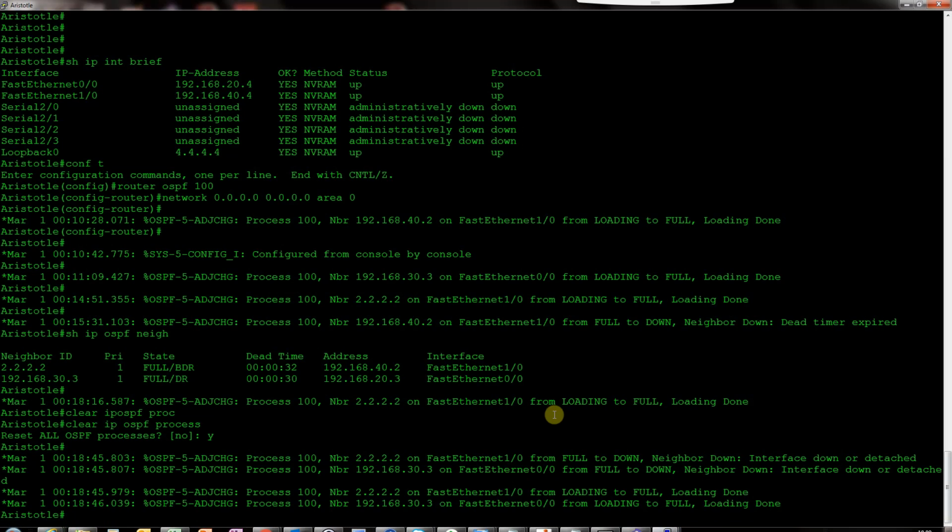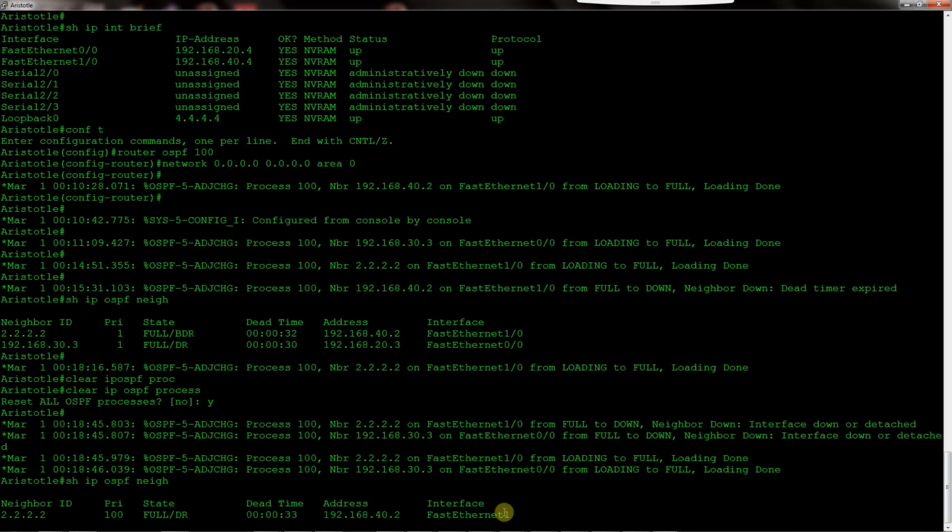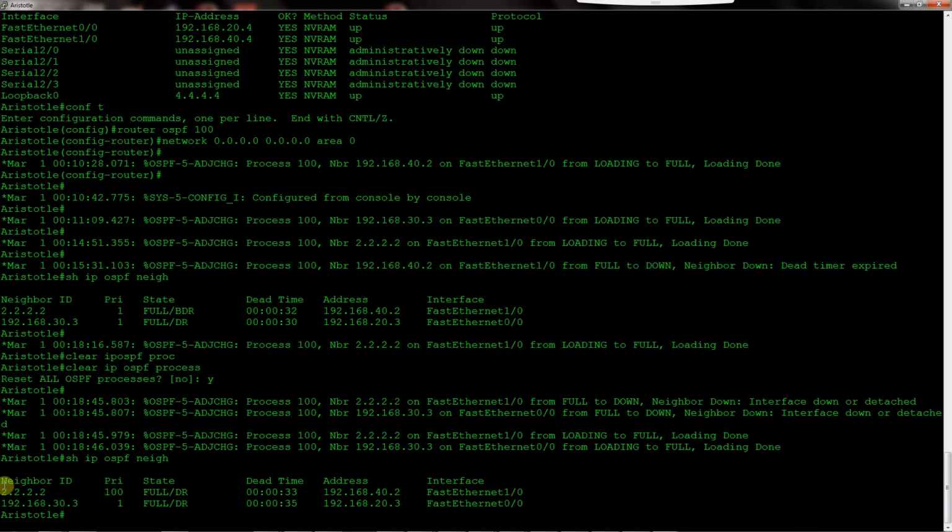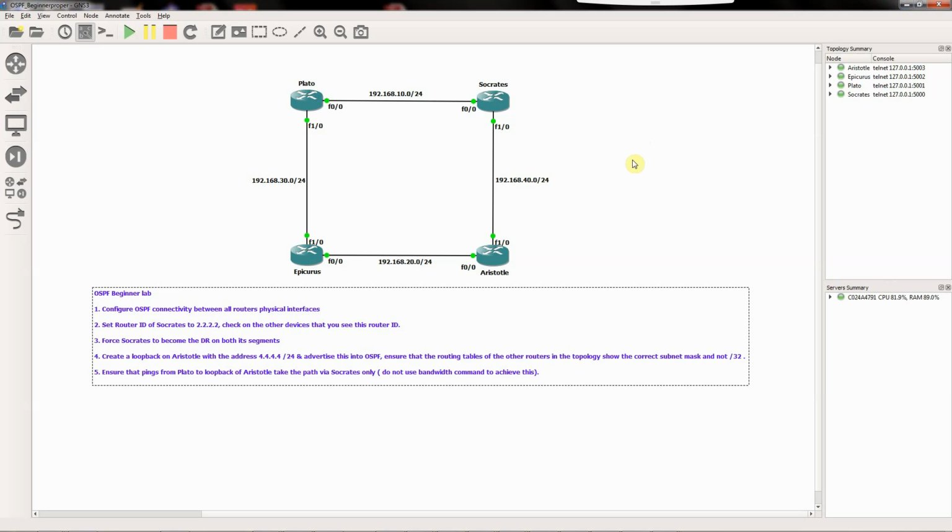If we just go and have a quick look at Aristotle to confirm that Aristotle also sees the same thing, I'm going to show IP OSPF neighbour command. And again, here you can see 2.2.2 has now become the DR. You can also see the priority status there, and you can see the interface that it's known about on there as well. So that's forcing Socrates to become the DR on both its segments.